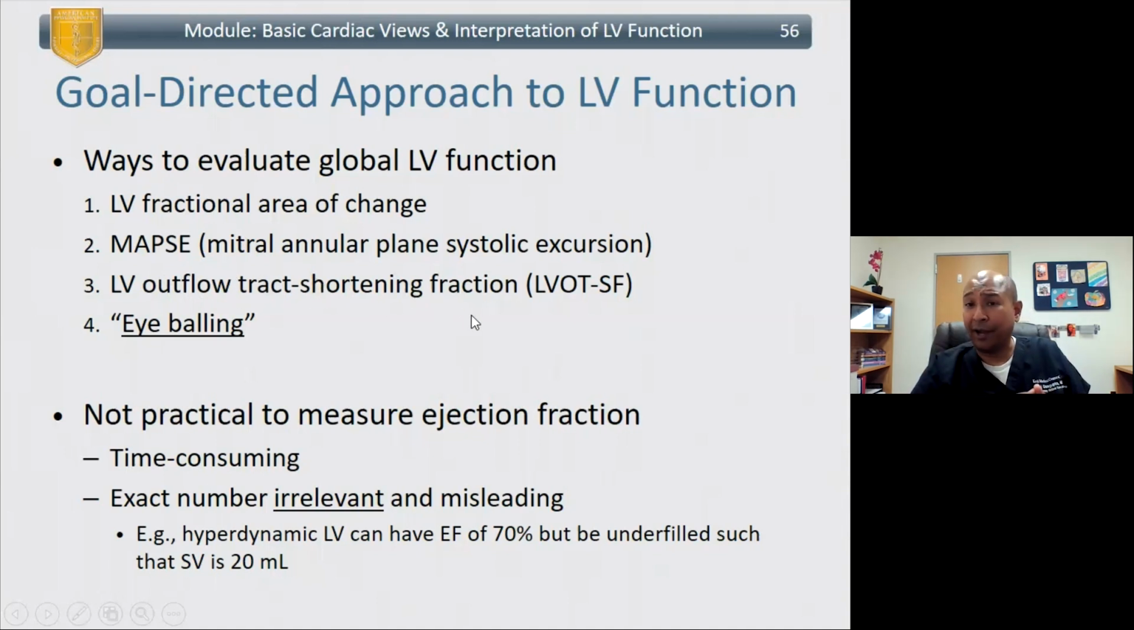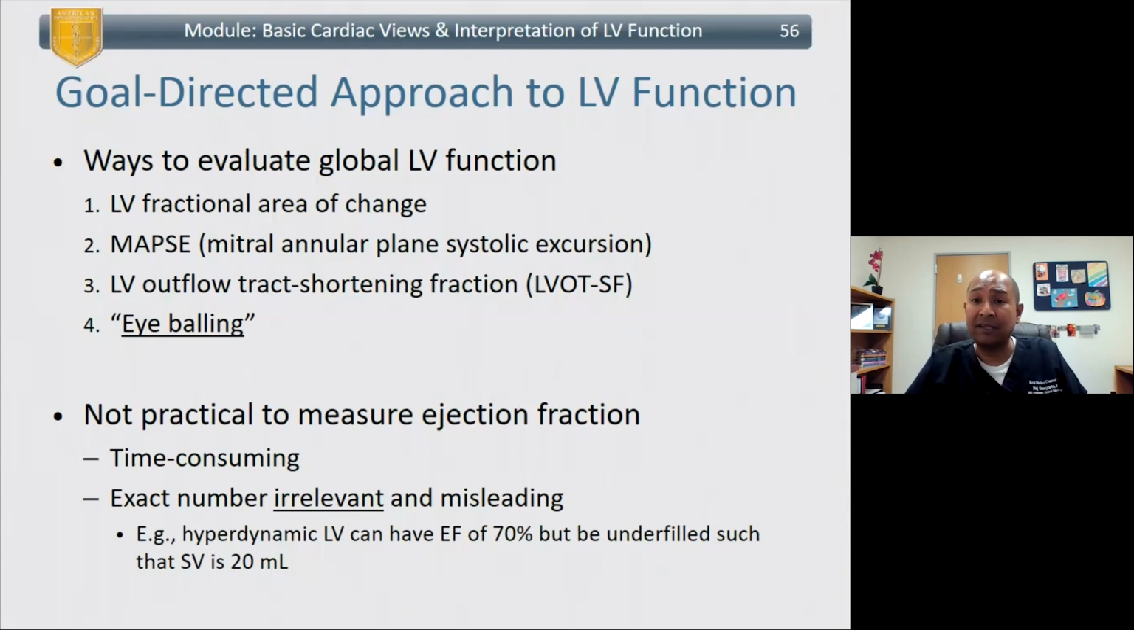But on the critical care boards, in the medical ICU, of course, eyeballing is going to be the most practical thing we do. And I know anytime we talk about how the left ventricle is doing, people will say words like cardiac output, stroke volume, and ejection fraction. Let me just say that it's not as practical to measure ejection fraction, especially for what we're using it for in the medical ICU. The exact number, an ejection fraction of 62%, is sometimes irrelevant and sometimes misleading.